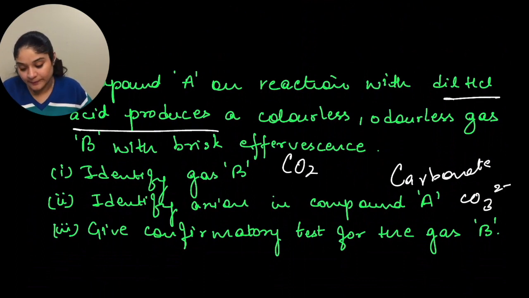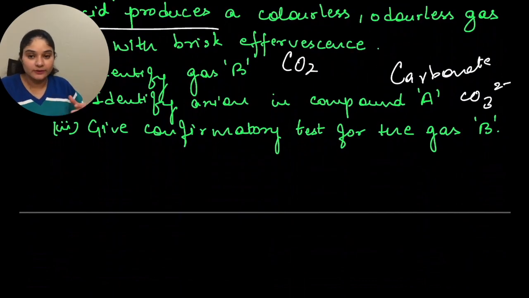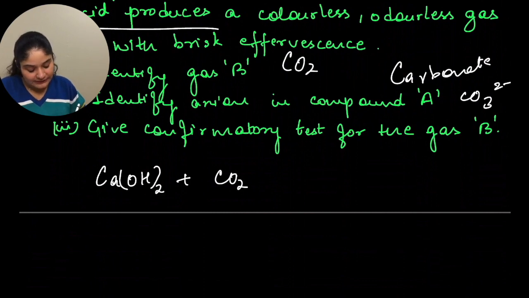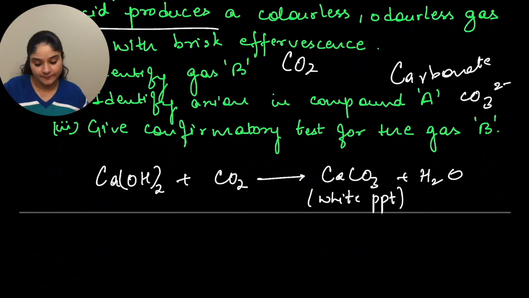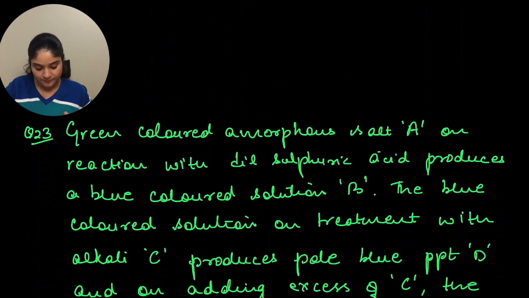CO3 2-. Give the confirmatory test for gas B. The gas turns lime water milky. That's your confirmatory test, and you are required to write the equation also. So that will be Ca(OH)2 plus CO2 gives us CaCO3 plus H2O, and this is the white precipitate which turns it milky. Let's move to the next question.